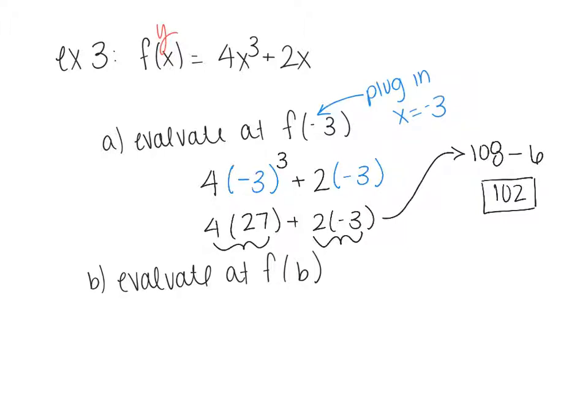Now the next one says evaluate f of b. So we said whatever's in those parentheses says plug in x equals b. Okay, so where there was an x, I'm going to replace it with a b. Now I can't simplify that because I don't have any numbers, so actually that one is where you leave it, 4b cubed plus 2b, because I can't combine anything.